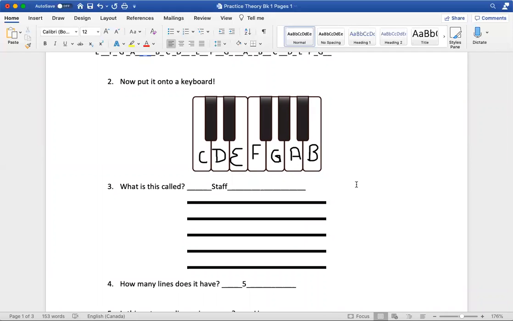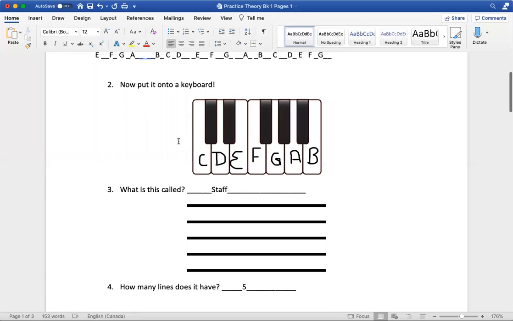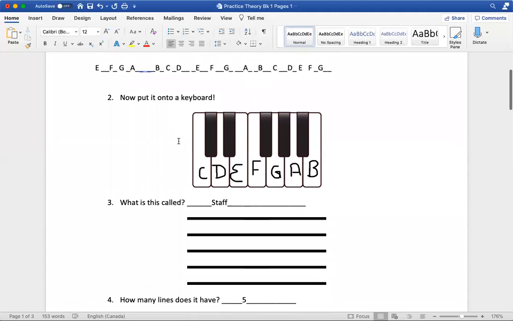Then we put it onto a keyboard. Our keyboard was what went from C to B. How we found that out was we used our two black keys. We found our two black keys, and we know that the white key in between the two black keys is our D. And then we counted up using our musical alphabet. I think we even talked about writing it down. C, D, E, F, G, A, B.